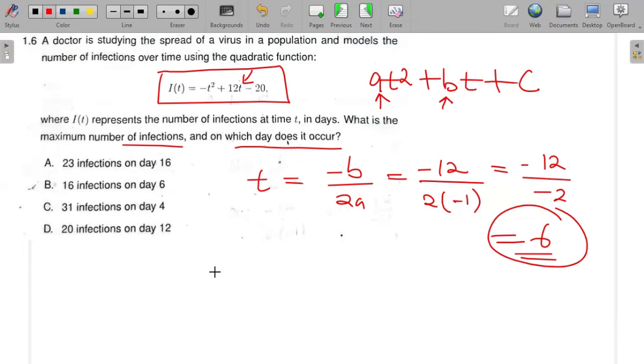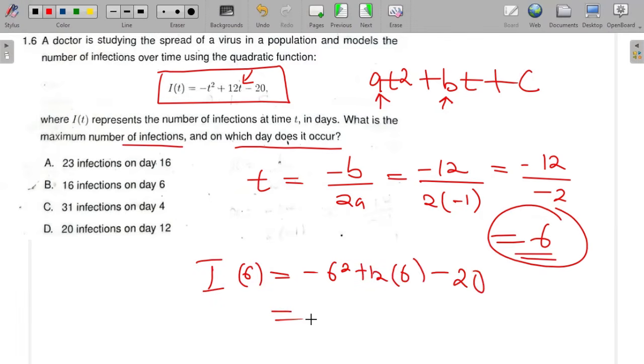Okay, so the maximum will be I of 6. So this will be minus 6 squared plus 12 times 6 minus 20. So just punch this now into the calculator: minus 6 squared plus 12 multiplied by 6 minus 20. So that gives me 16. Okay, so the maximum number of infections will be 16 and it will occur on day 6. So we come here and choose option B. Okay, so any questions there, guys?